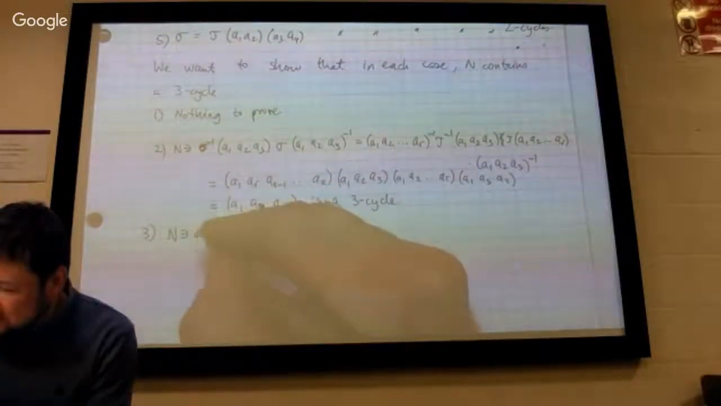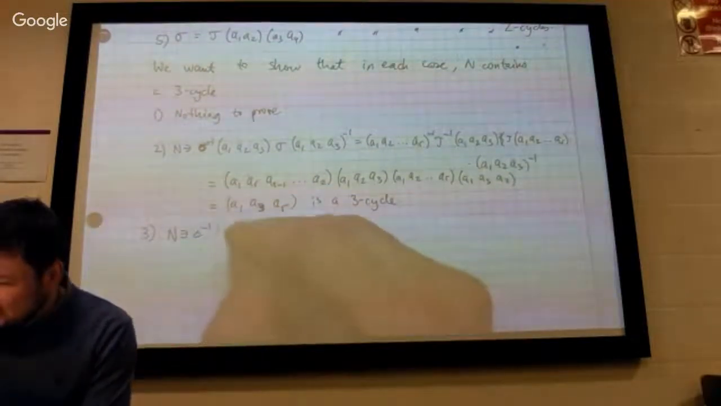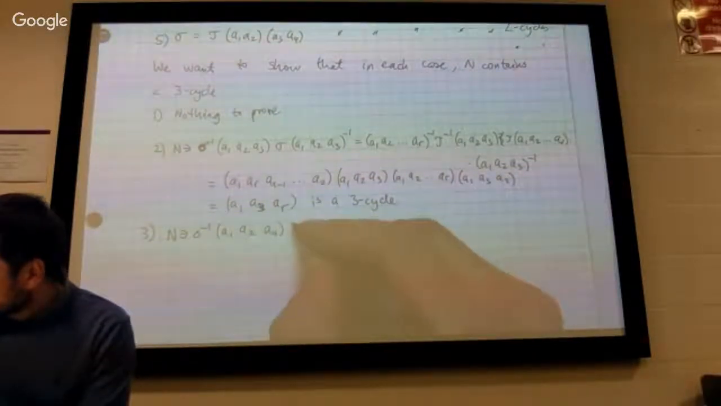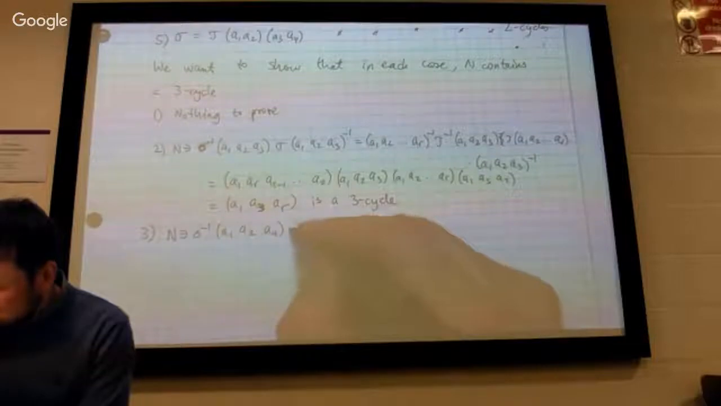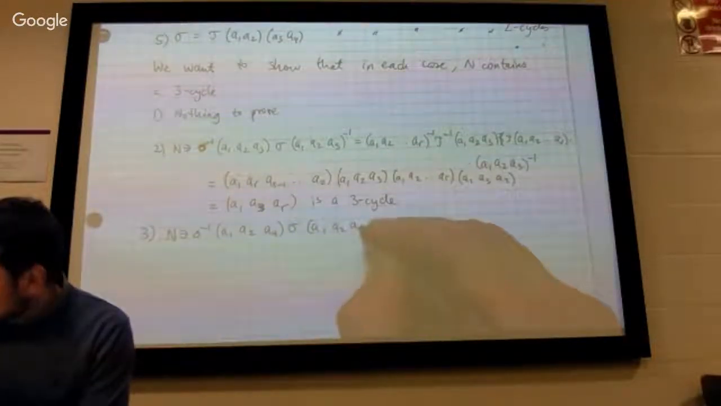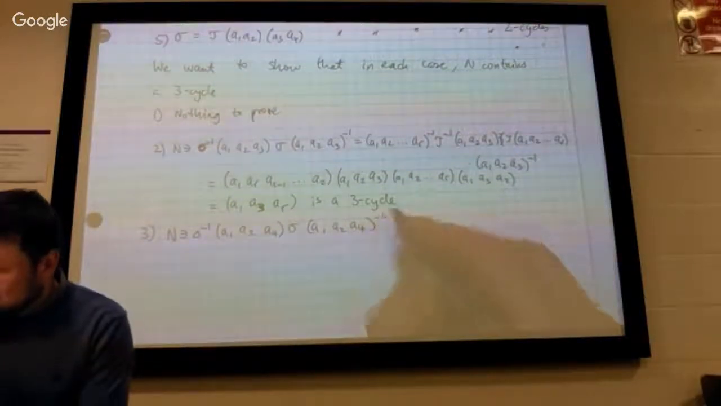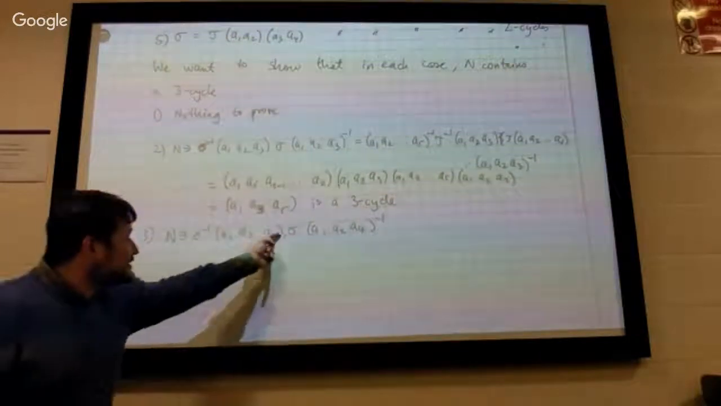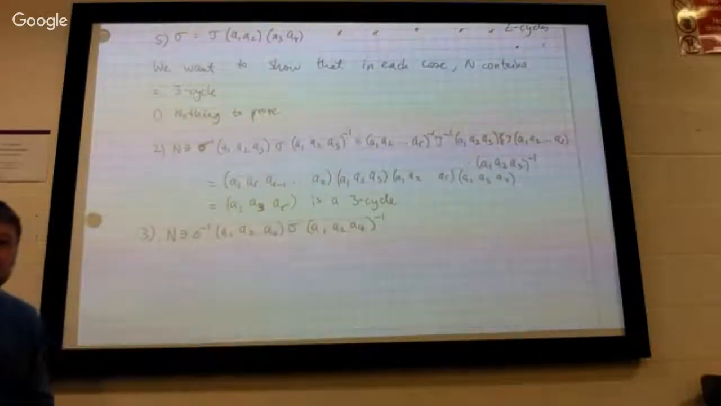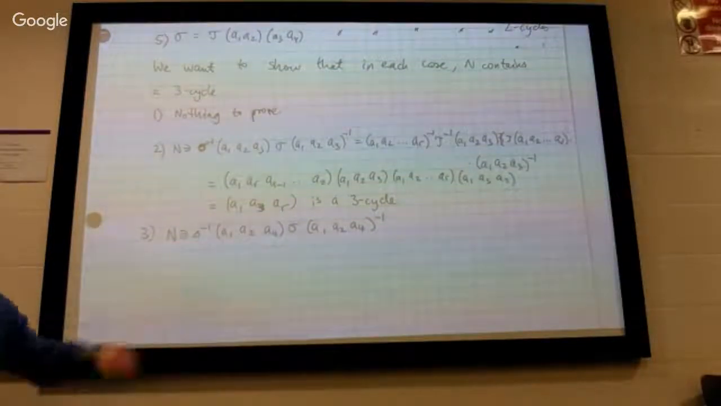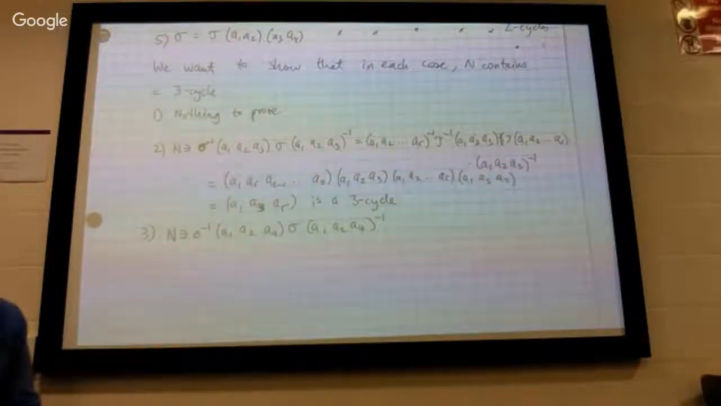So sigma inverse, A1, A2, A4, sigma, A1, A2, A4, inverse. Okay, same reason as before. Sigma is in N, times by something, and its inverse from respective sides. You get something in N because N is normal. Times it by something in N, you get something that's still in N. Okay?